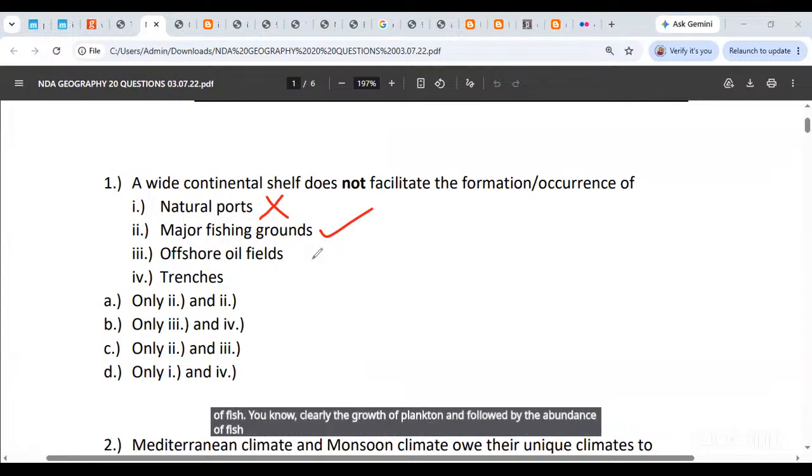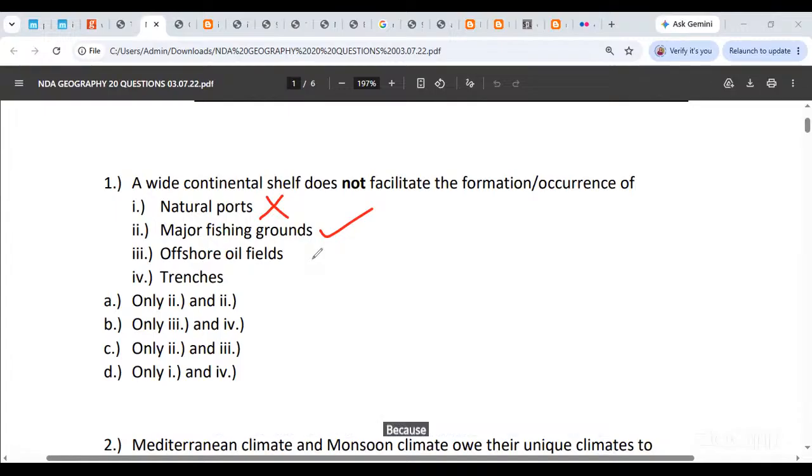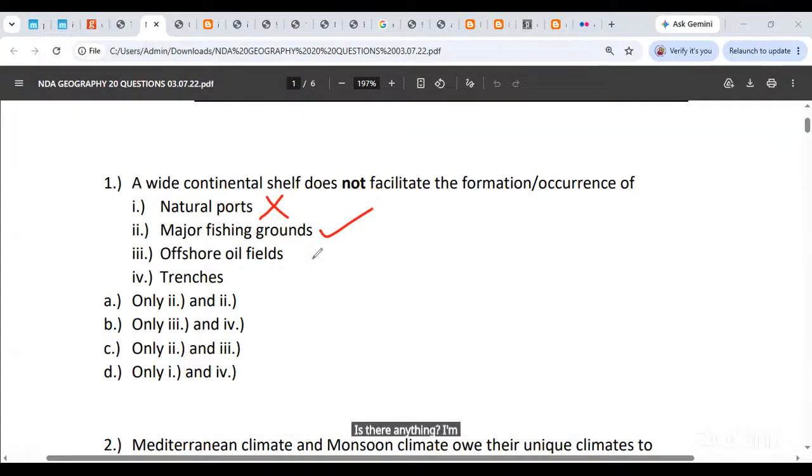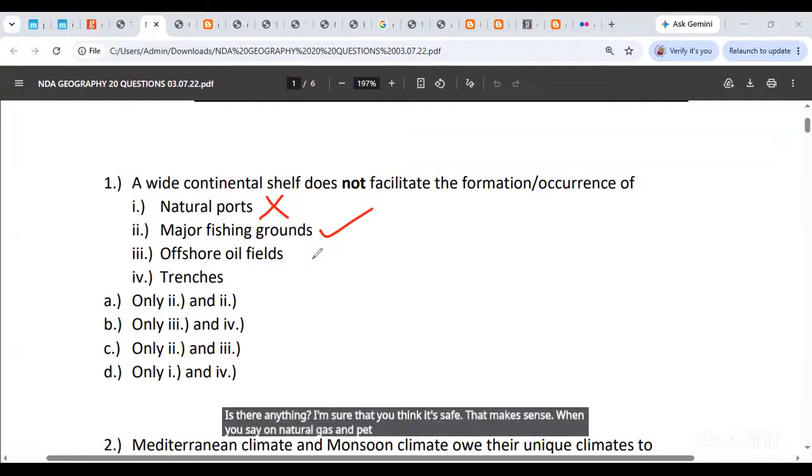Offshore oil fields, can they be on wide continental shelves? Yes, yes, yes. Because that means more and more material is deposited over there. The more the amount of deposits, the more the sediments, clearly the formation of sedimentary rocks. As long as sedimentary rocks are formed with remains, they will result in offshore oil fields, right? That makes sense, है ना? वही से हम natural gas and petroleum and सब कुछ derive करेंगे. So offshore oil fields can develop on wide continental shelves.